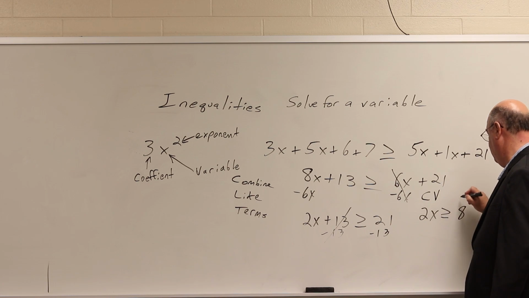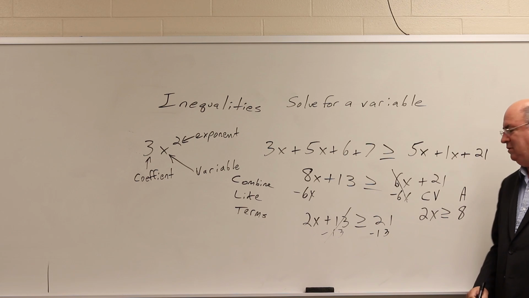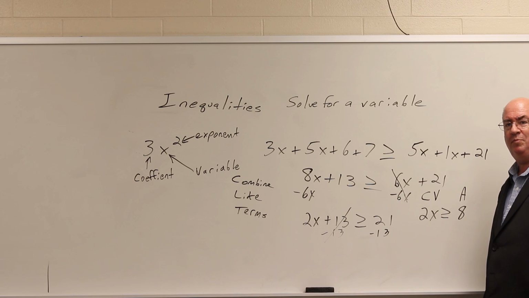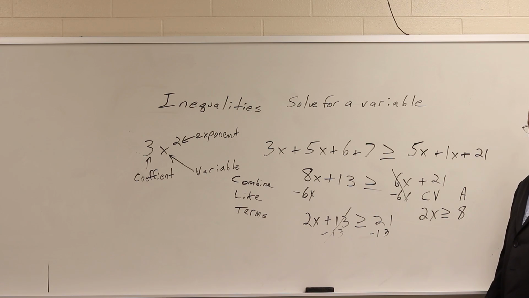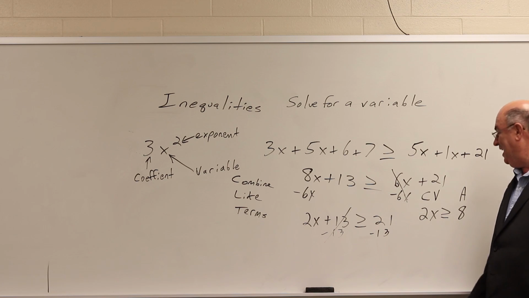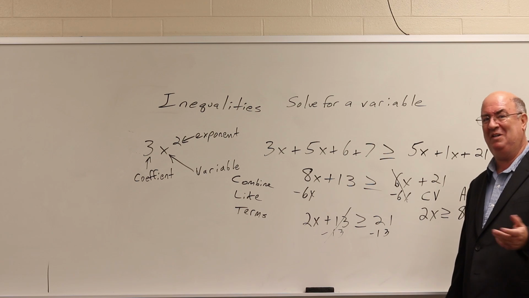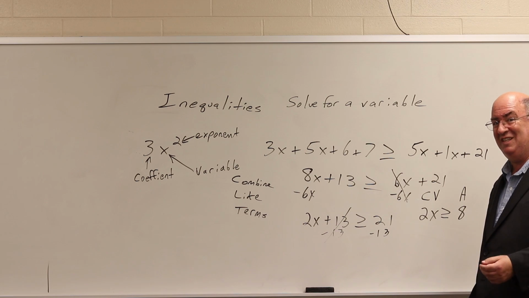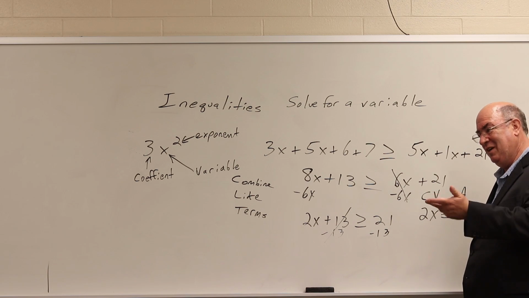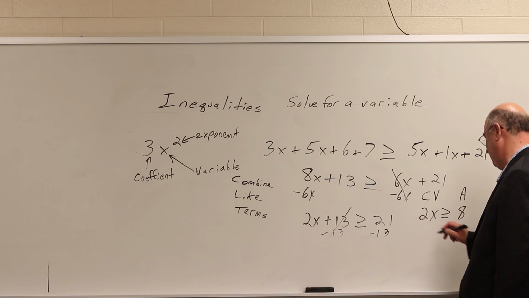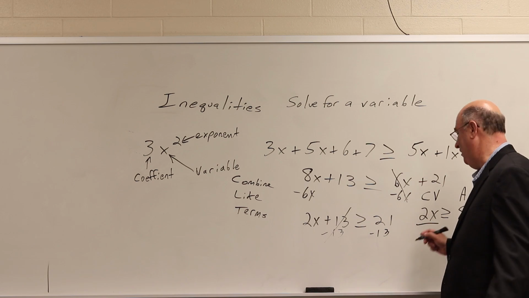Coefficient, variable, amount. Divide by the coefficient. You can multiply by the multiplicative inverse if you want. Some professors and teachers teach that. I like seeing the number and dividing by the same number. It's easier to divide with this than it is to multiply. Multiply, you have to go flip the thing, etc., etc. Here, there's a 2, you divide by 2.